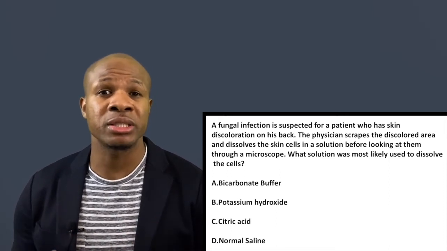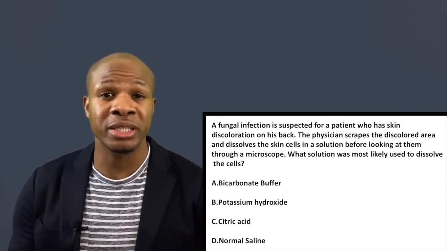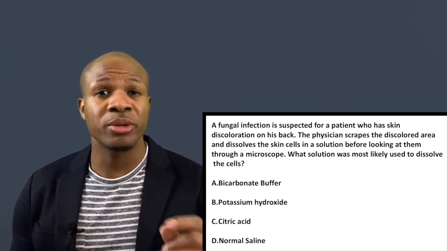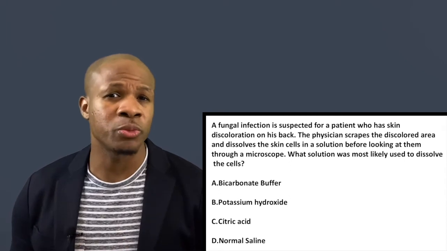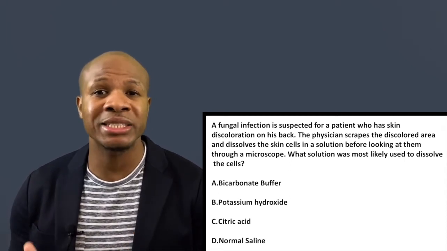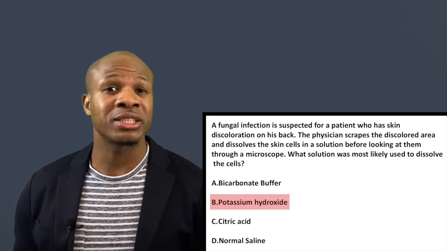This patient has some skin discoloration on his back, and the physician thinks that it is a fungal infection, so she scrapes the area and takes the debris and dissolves it in a certain solution. Now, what solution would this be? The solution is going to be potassium hydroxide, and you might wonder why such a harsh chemical.